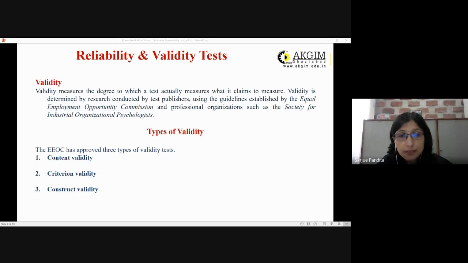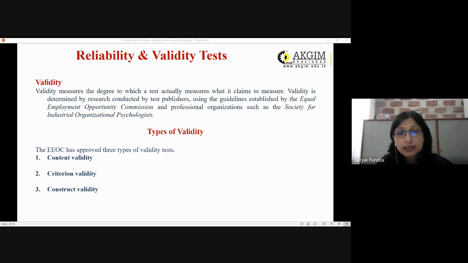So the results are being compared, and then we try to gauge, we try to find out whether the applicant who has appeared for the test, or who has undergone that test, is that candidate suitable for our organization or not. Right? Then we have construct validity.